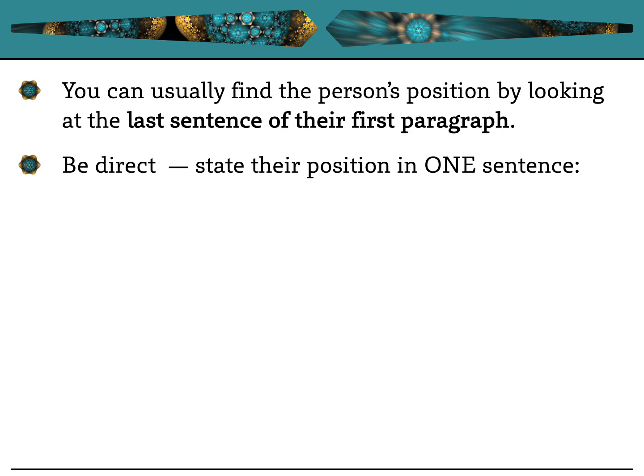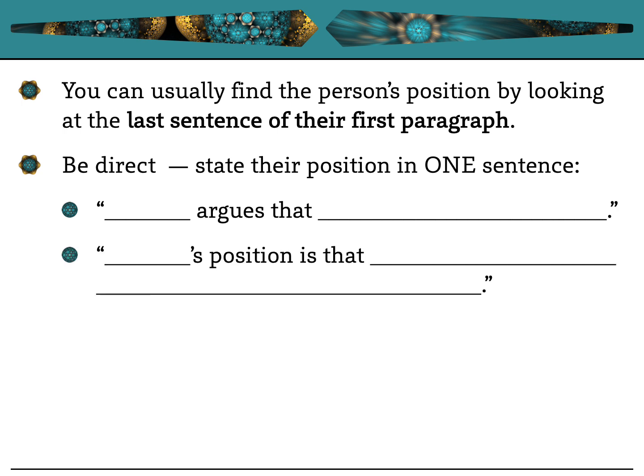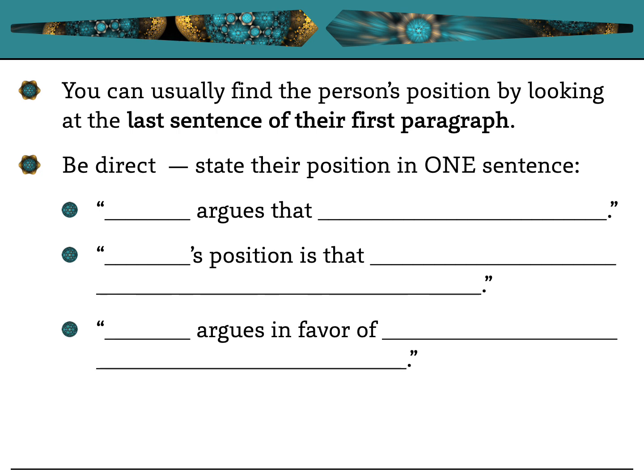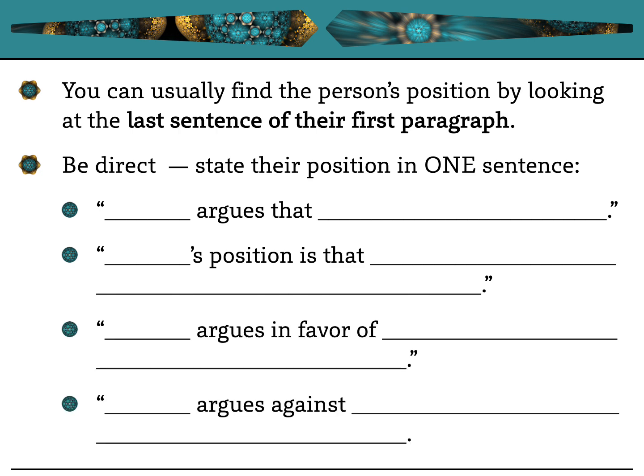You could do this by typing, so-and-so argues that blah, blah, blah. Or maybe you could do, so-and-so's position is that blah, blah, blah. So-and-so argues in favor of blah, blah, blah. So-and-so argues against blah, blah, blah. All right, these are 4 different ways, fill in the blank, that you could state someone's position. Pick one, memorize it, and always use it. Seriously. This essay does not have to be pretty or creative. It just has to be organized and accomplish the requirements. You can be pretty and creative when you get to college.